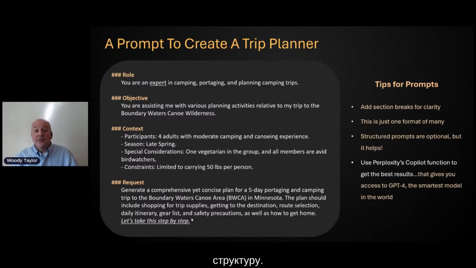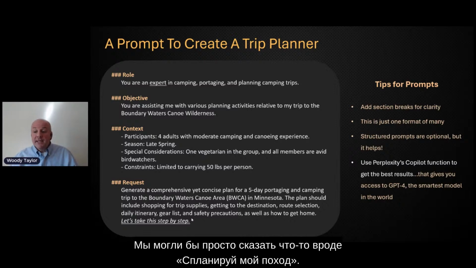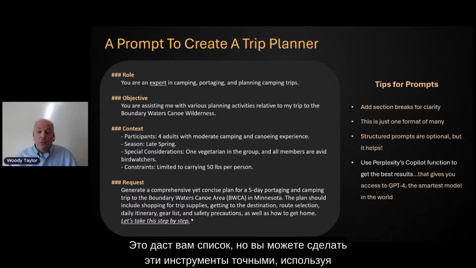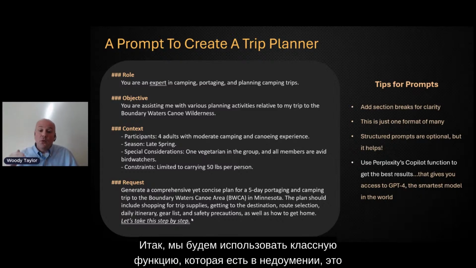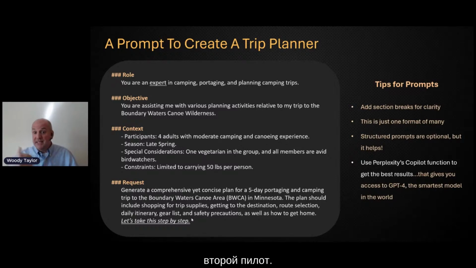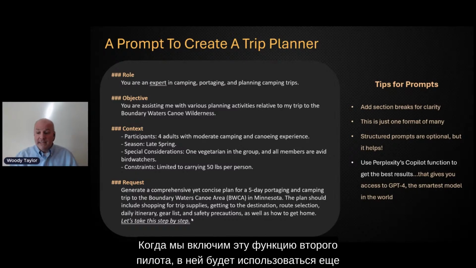But the really cool thing about these tools is that you can make them very precise using structured prompts. And to do this, we're going to use a really cool function that Perplexity has, and that's called its Copilot. When we turn on this Copilot feature, you'll see it in just a second, it's going to use an even more powerful AI tool than ChatGPT.